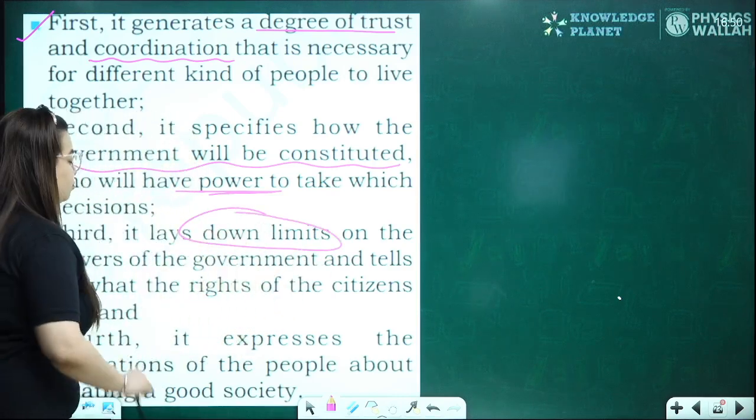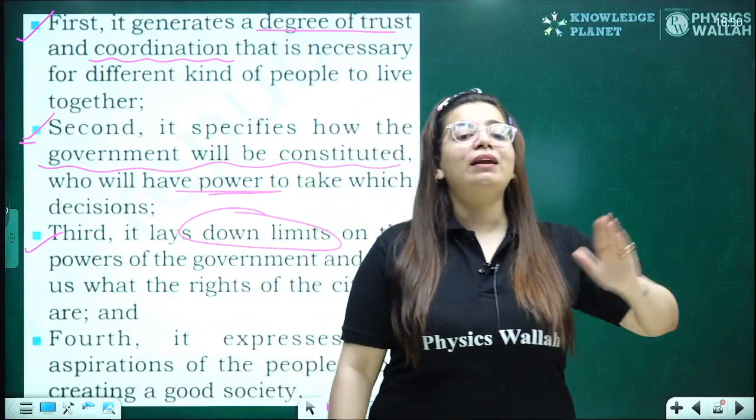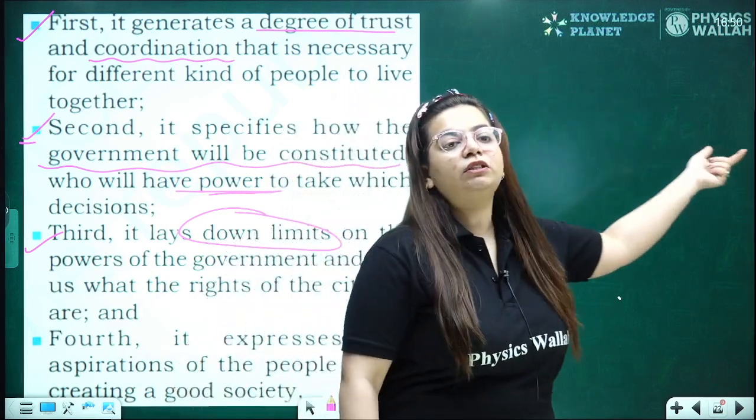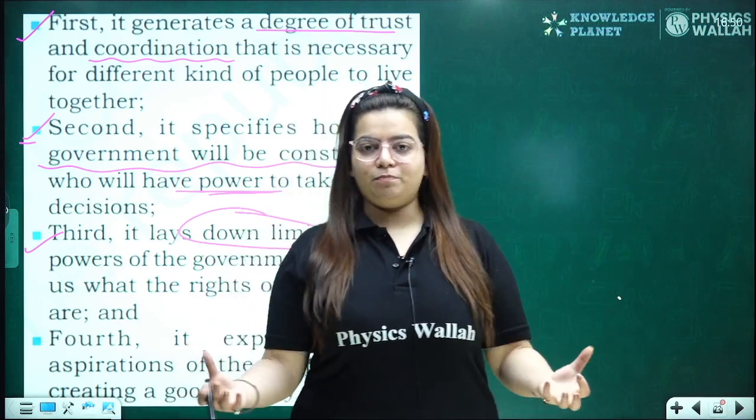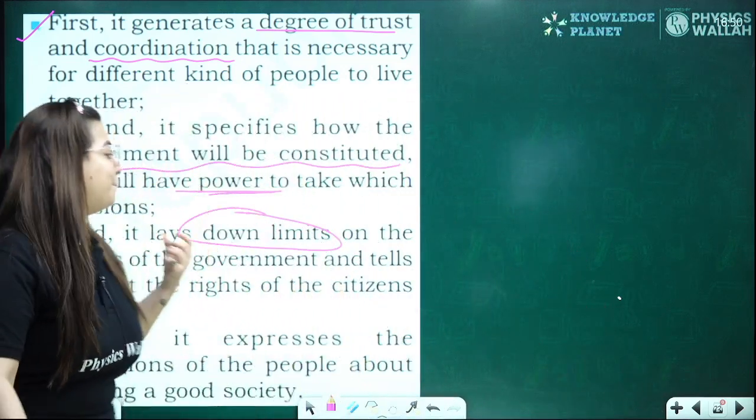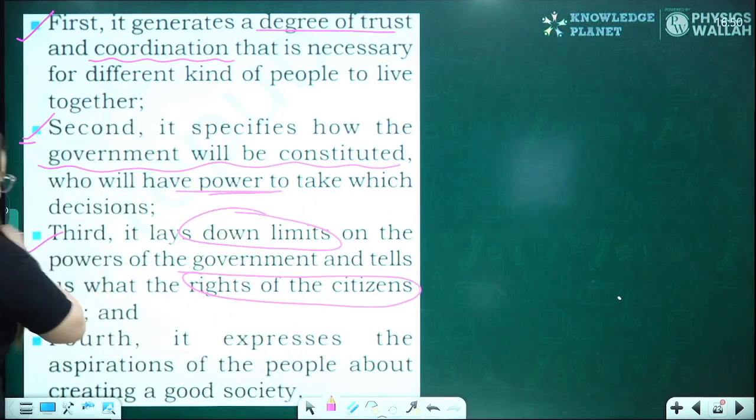It lays down limits, which means that no one has the ultimate power, no one has unlimited power. Where the unlimited power lies, it lies in the constitution. Nobody can amend the constitution for their increment in power, so we cannot do that, which means it lays down the limit on the powers. And it tells us what the rights of the citizen are. Definitely it works for the rights of the citizen.